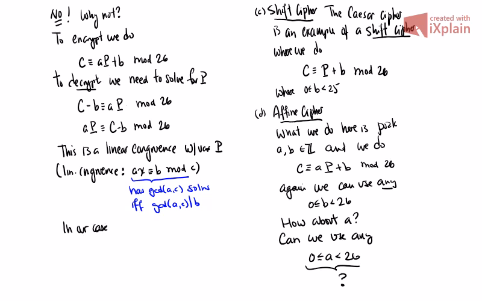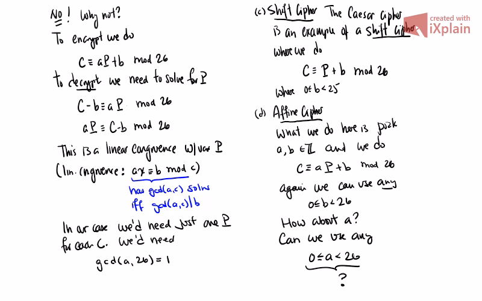So what this means for us, in our case, is we'd like only one solution, right? It wouldn't make sense if there were more than one P. We'd never decrypt it. So this means we need the GCD of a and 26 to be 1, which means those are the a's we can choose.